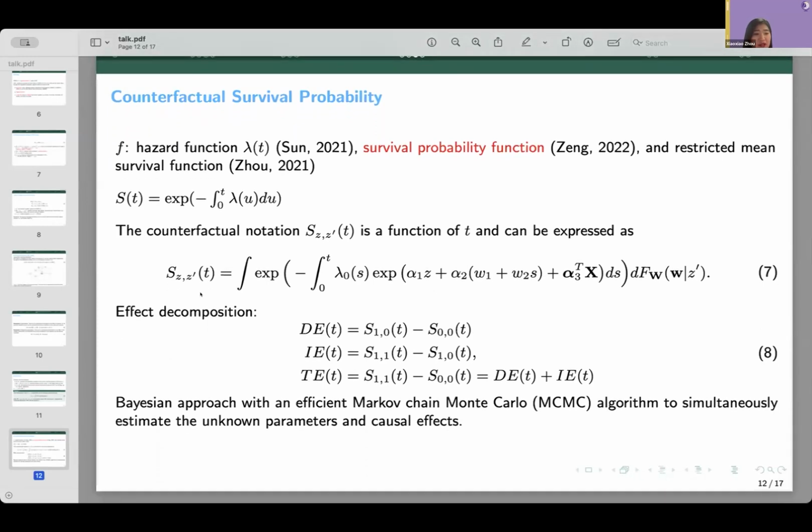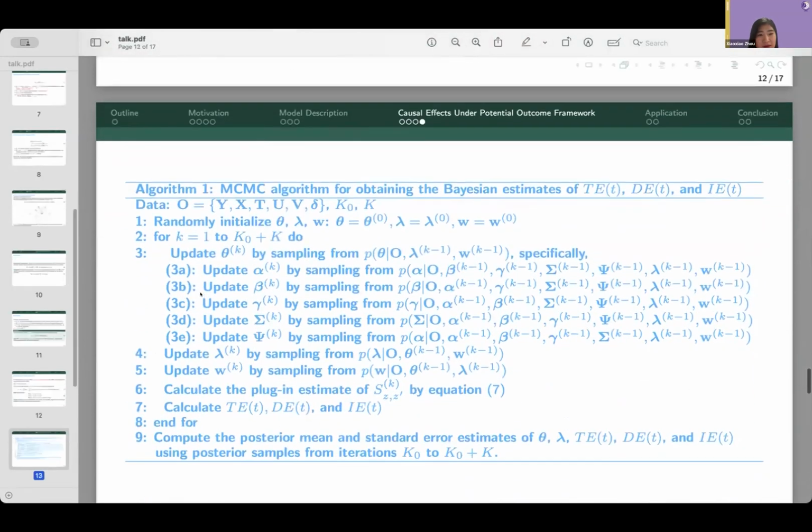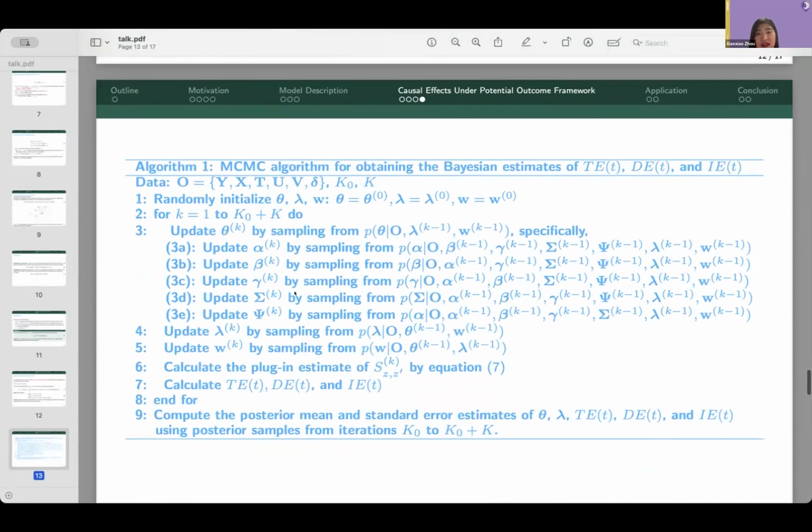For estimation, we use a Bayesian approach with an efficient MCMC algorithm to simultaneously get the unknown estimators and causal effects. So the main idea of the algorithm is that we update the parameters from their posterior distribution, and then we calculate the plug-in estimates of the counterfactual survival probability, and last calculate the causal effects.